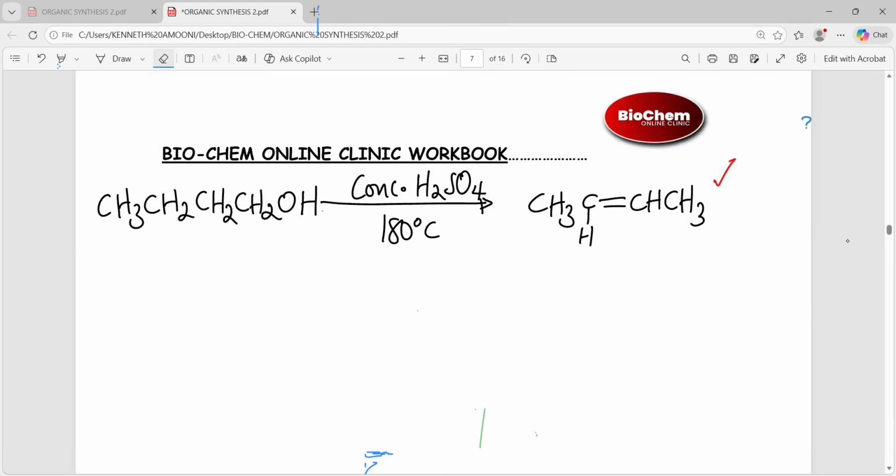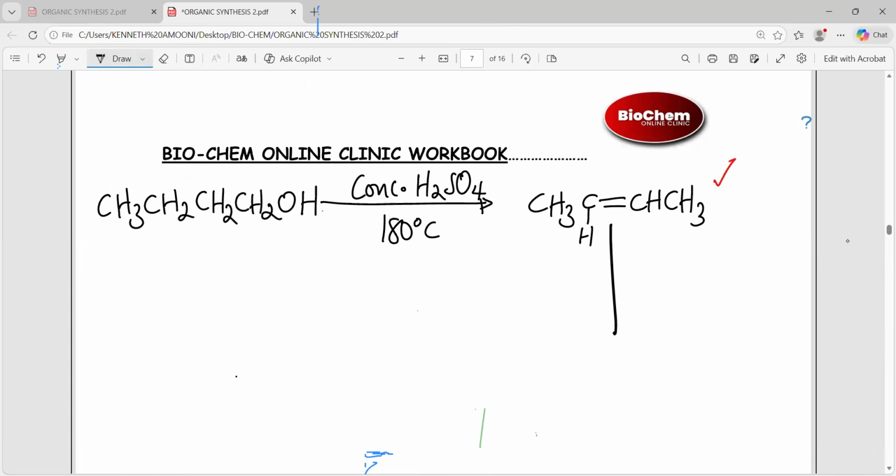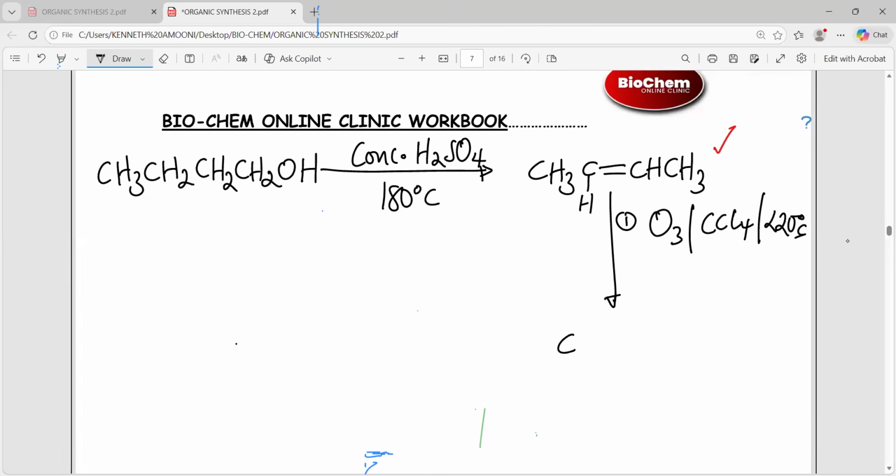After forming that, we are going to carry out ozonolysis. Ozonolysis is going to split that compound into two. Remember, we said that we can only use ozonolysis when it is going to give us a single product, that is, for a symmetrical alkene. So the first thing I can do is react that with ozone in the presence of carbon tetrachloride at a temperature less than 20 degrees Celsius. And that is going to form an intermediate, an ozonide.